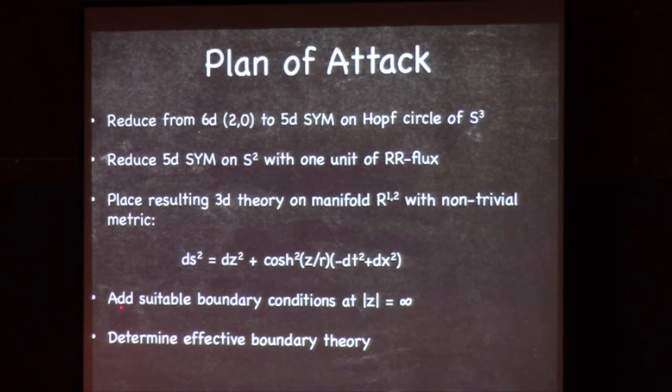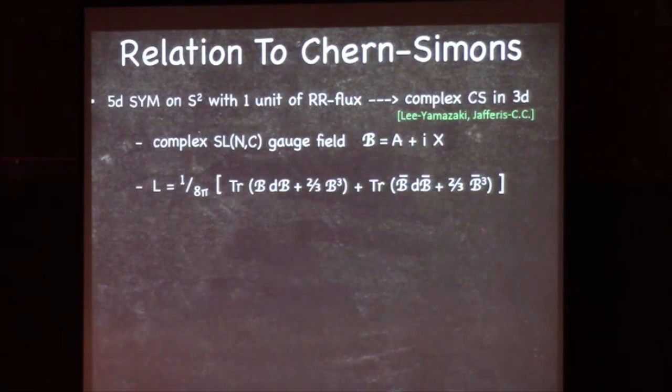The next step is to add suitable boundary conditions at these ends, z equals plus and minus infinity, and then we'd like to determine the effective action for the boundary degrees of freedom. Okay, so we seem to have our work cut out for us, but luckily the first non-trivial step was actually solved last year. The first non-trivial step was to put 5D super Yang-Mills on S2 with 1 unit of graviphoton flux, and myself and Daniel Jafferis, as well as another group, studied that problem last year.